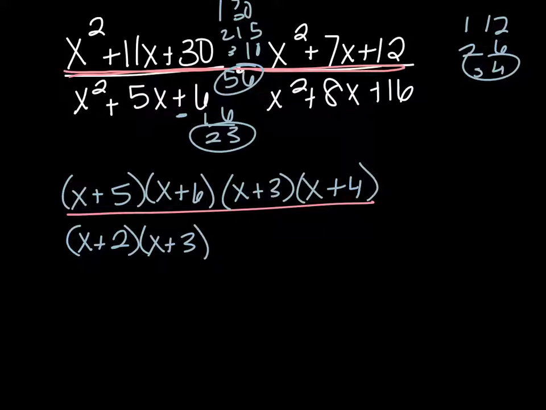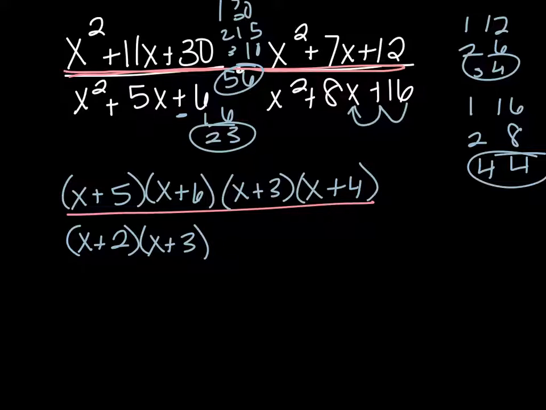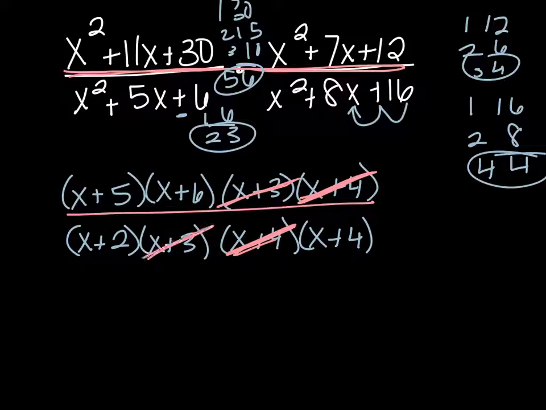Last one, factors of 16, 1 and 16, 2 and 8, 4 and 4. And let's read it backwards. Which one's going to add to give me 8? 4 and 4. So I have x plus 4 and x plus 4. Now, anything in the numerator and anything in the denominator, if they're like factors, I have an x plus 4, so I can get rid of one of the x plus 4s. I have an x plus 3 and an x plus 3. And that looks like it's it.